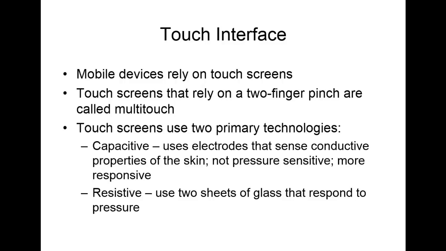Now with touchscreens, there are two primary technologies. You have capacitive and resistive. And really the difference is just how it works. You can see here that the capacitive touchscreen technology uses electrodes that sense conductive properties of your skin. It has no bearing on the amount of pressure you put on. So because it is using those conductive properties, it is more responsive than the resistive. The resistive technology uses two sheets of glass, and your touch is based on the pressure that you're applying to that glass.